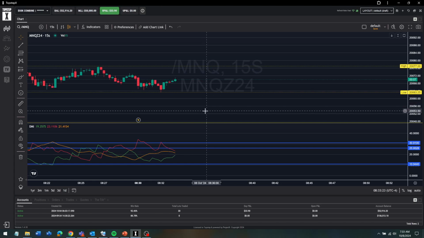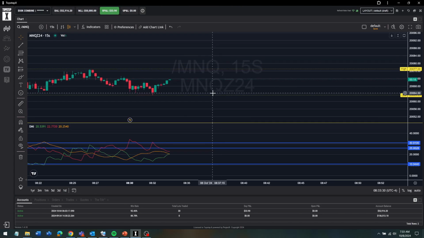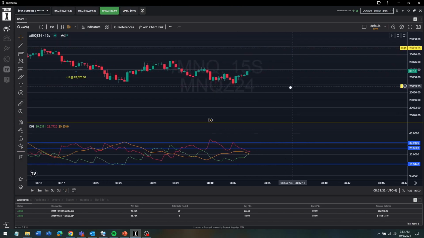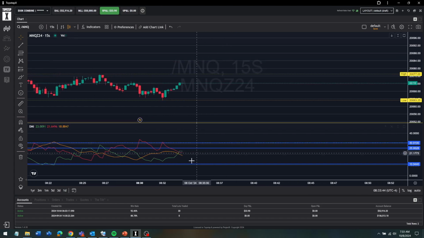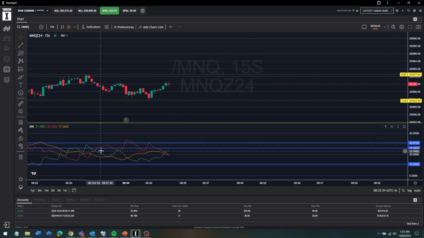So it seems like it's petering out a little bit. We'll see if it trends up past this point, then we'll take a look here and see if we should start buying, because the sell pressure has been here and there.